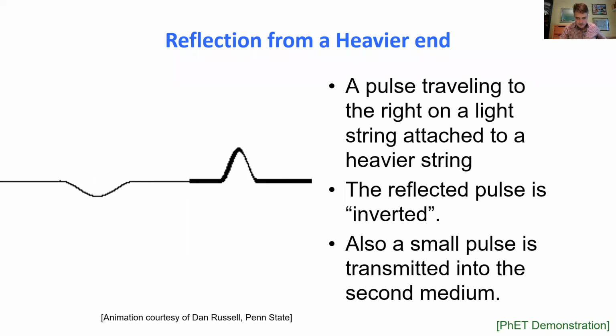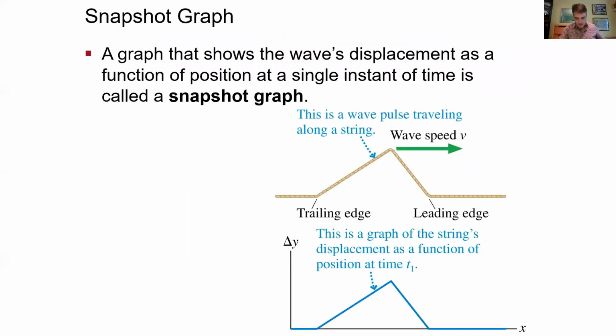I want to talk about snapshot versus history graphs. And there's actually a homework 11 question on this. So a snapshot is kind of simple. It's just a graph that shows the wave's displacement, the y position, as a function of position. Okay, so delta y is the displacement, up and down. I'll call this displacement.